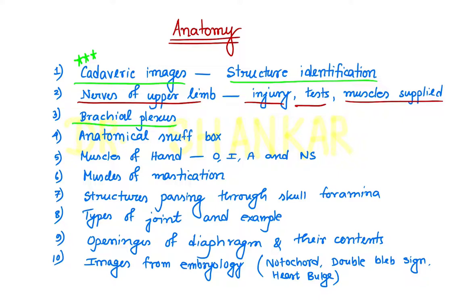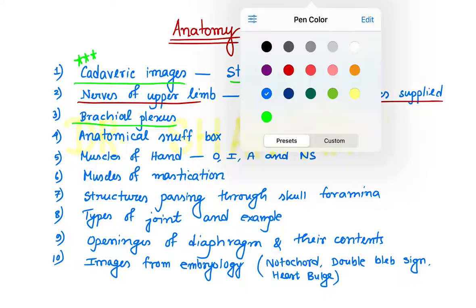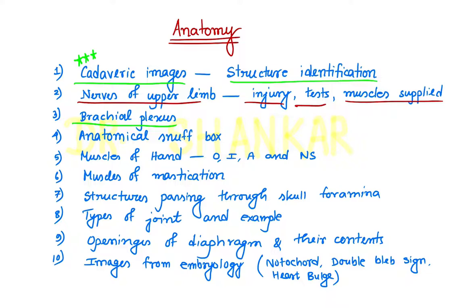Then brachial plexus is another very important topic. Brachial plexus. Next is anatomical snuff box. So you should know the boundary of anatomical snuff box, its contents, then its roof. You should know all the details about anatomical snuff box along with the extensor compartments of wrist joint, six compartments, 1, 2, 3, 4, 5 and 6, and a detailed anatomy of anatomical snuff box.